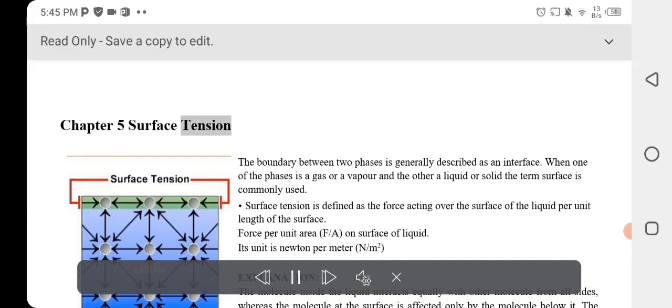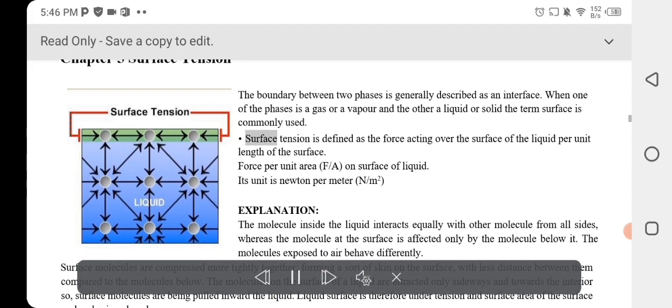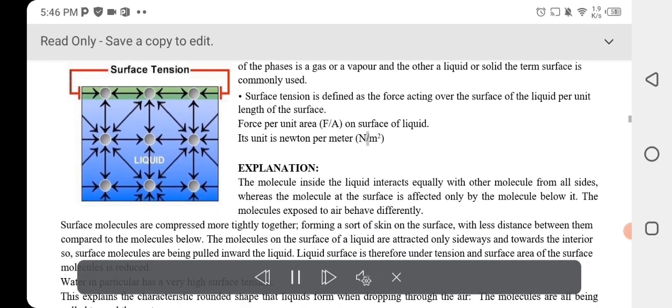Chapter 5: Surface Tension. The boundary between two phases is generally described as an interface. When one of the phases is a gas or a vapor and the other a liquid or solid, the term surface is commonly used. Surface tension is defined as the force acting over the surface of the liquid per unit length of the surface. Force per unit area, F/A, on the surface of a liquid. Its unit is Newton per meter, N/m².